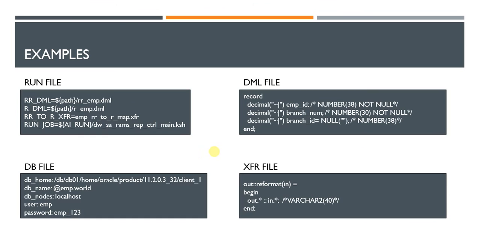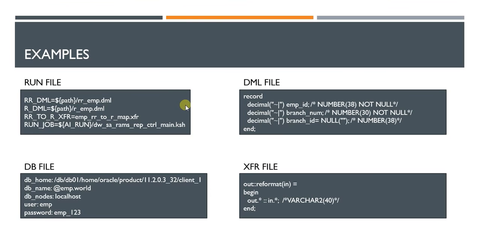When you look at the run file, we have a source .dml file. I mean, we are declaring the source, so what is our source, and we are declaring what is our target. And then XFR means the business logic. Run job is the actual graph that is designed in GDE. Normally, when a graph is designed in GDE, that gets converted into a KSH script. So when we are trying to execute a script from command line mode, we'll be using this .ksh file.